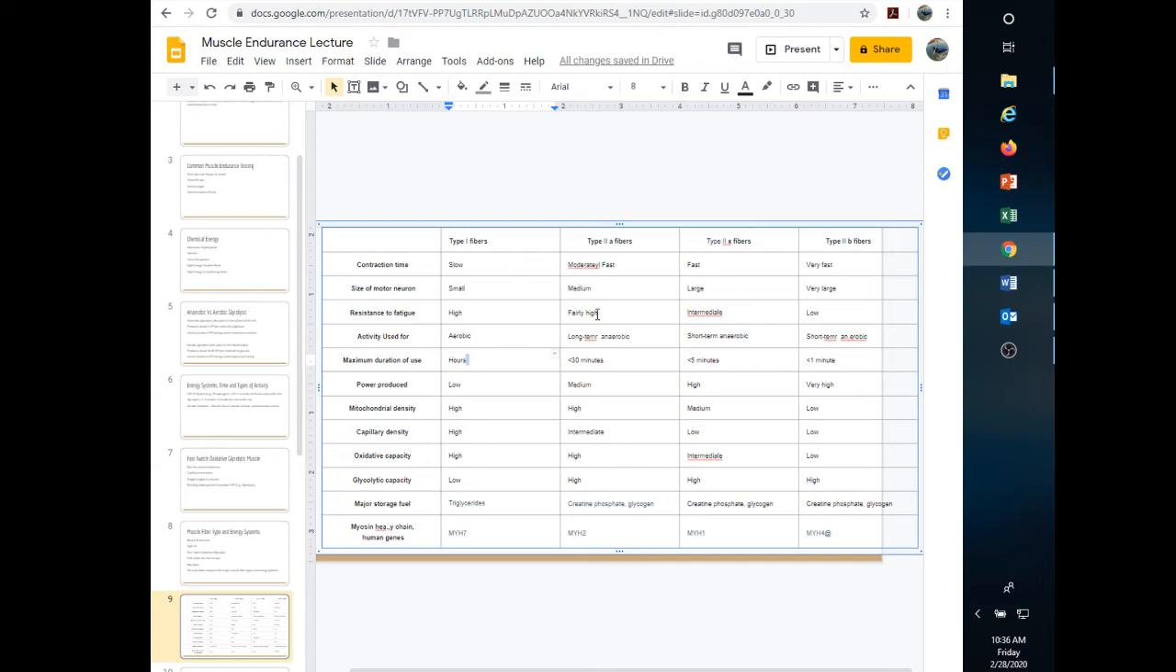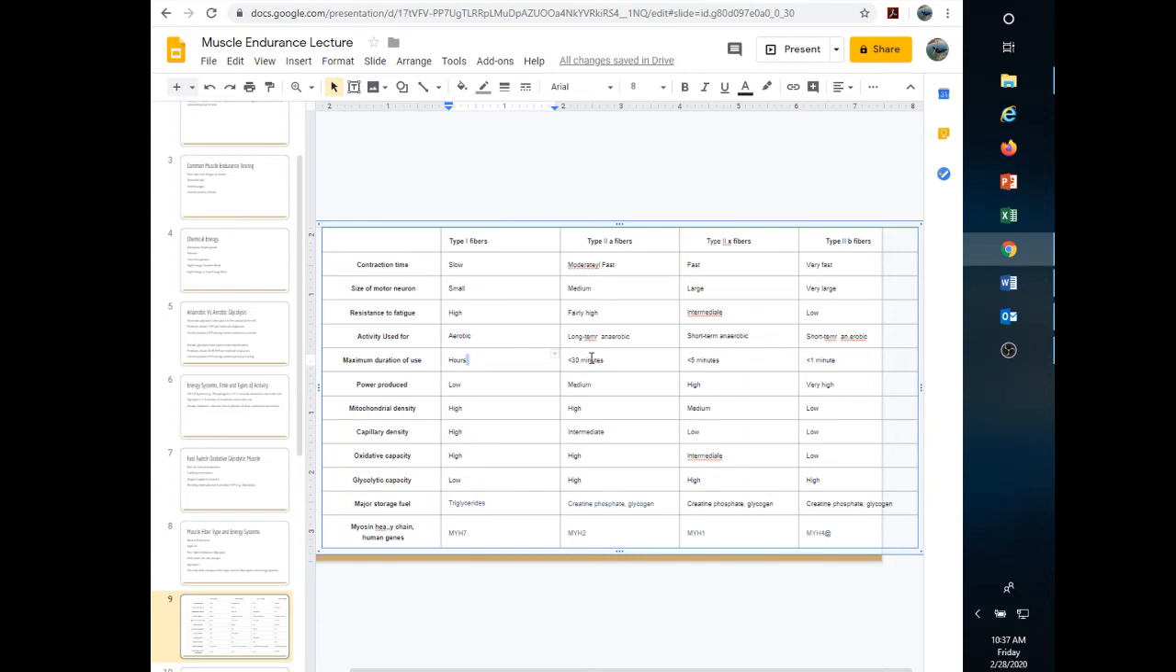Resistance to fatigue, fairly high. We can go two or three minutes with moderate amounts of contractions. Activity used for it, long-term anaerobic events. So those three five-minute rounds would be at the upper limits of this. But that's why this muscle fiber type would be best for an MMA fight.